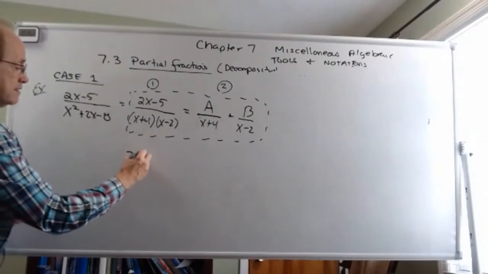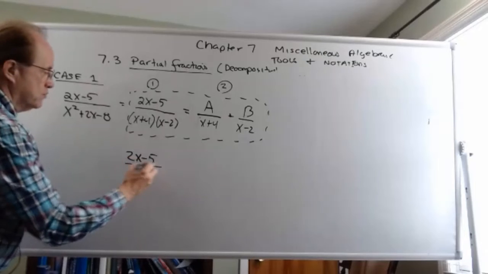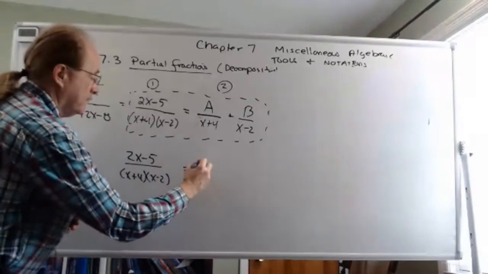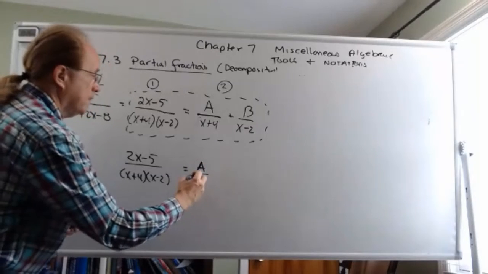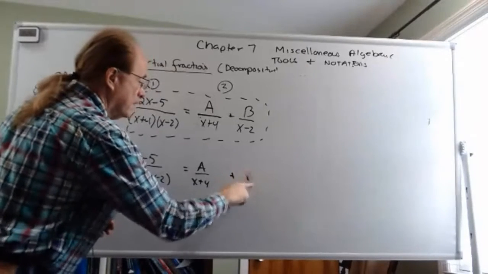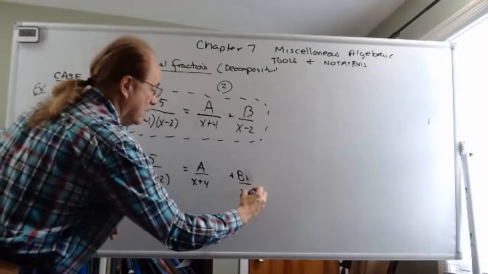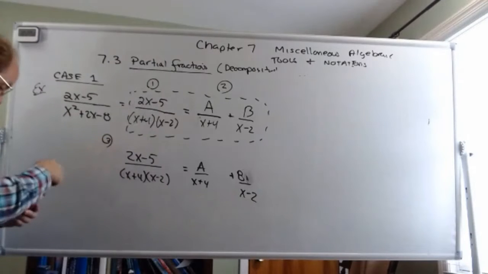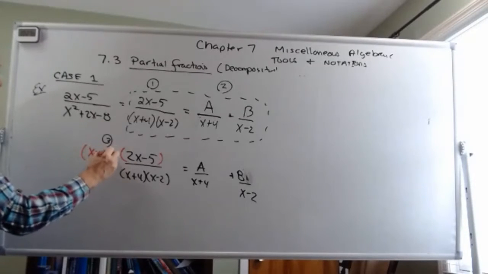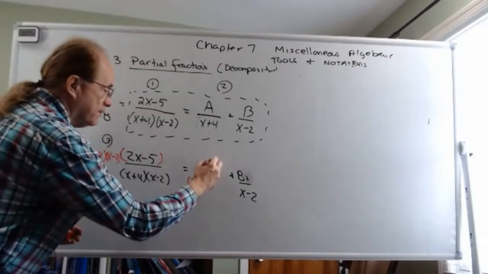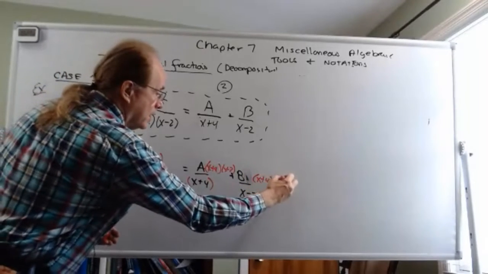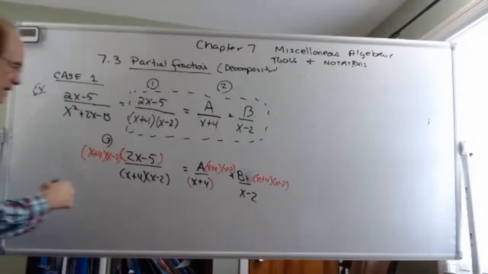So on this side, I have 2x minus 5. In the future, you'll see the shortcut, and you'll do the shortcut. But for now, let me show you what you're actually doing. Okay, so this is my step 3 I'm going to perform here. I'm going to multiply everything through by x plus 4, x minus 2. Everything over here. And then simplify this. What happens over here?